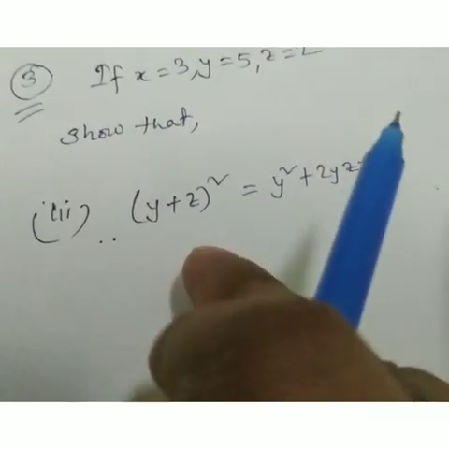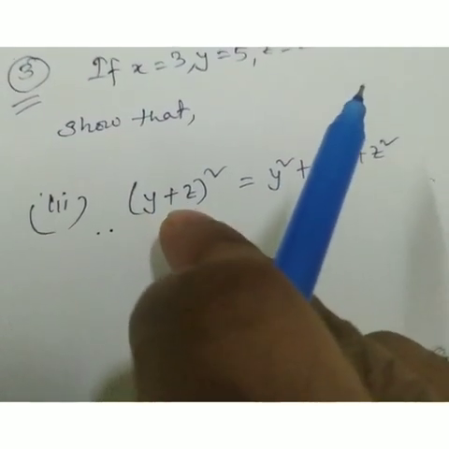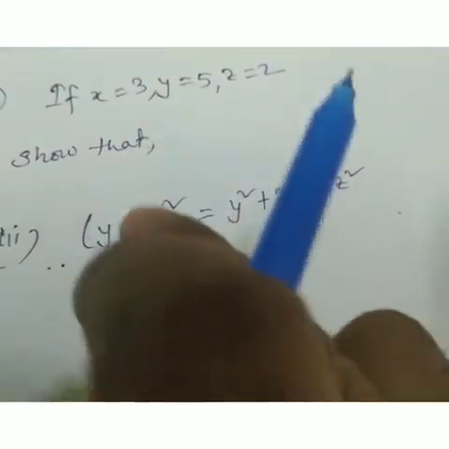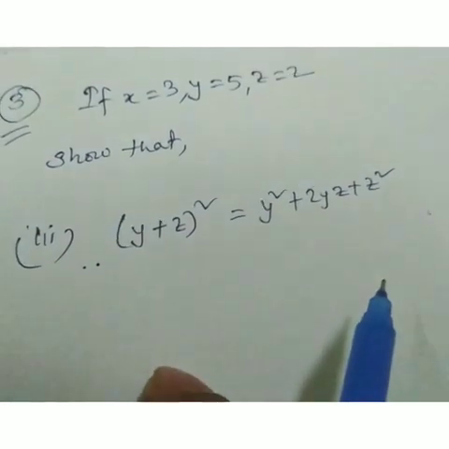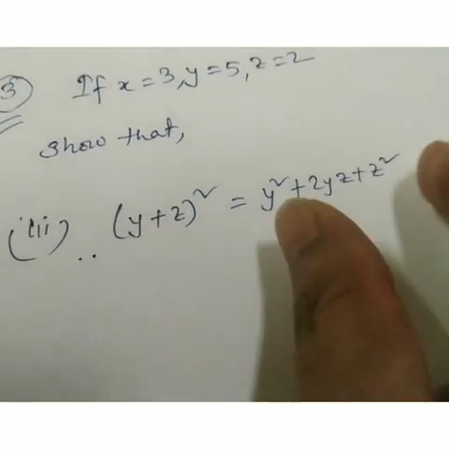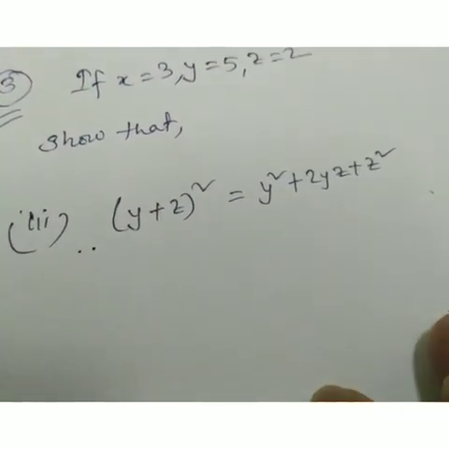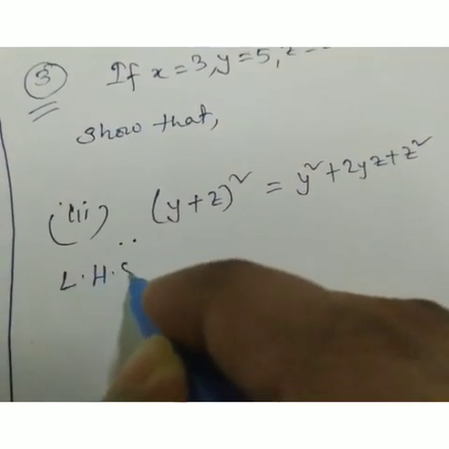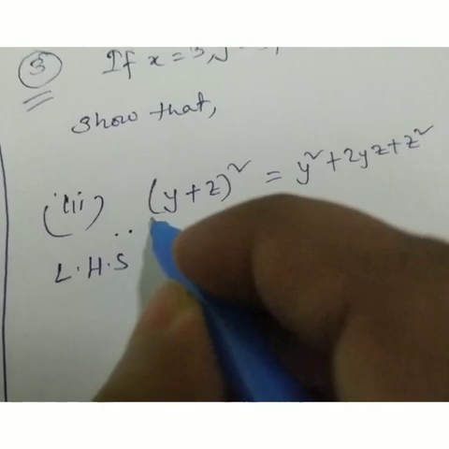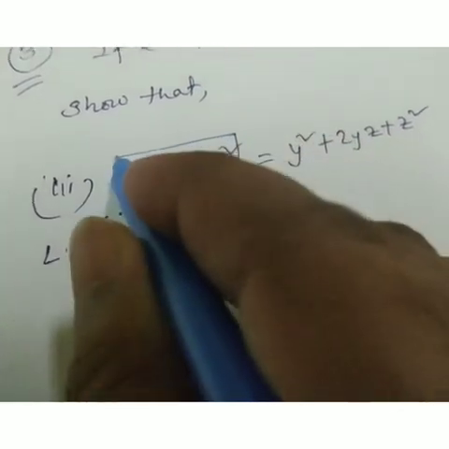So I need to show that once I place the values y equals 5 and z equals 2, the value which I get in the left hand side is equal to the value which I will get in the right hand side. So let's start solving the left hand side first. Left hand side is actually this one.